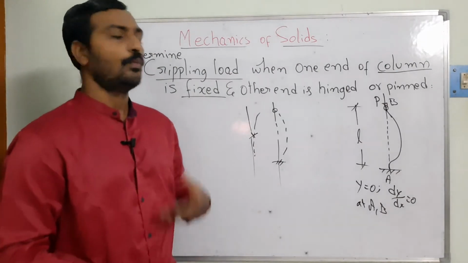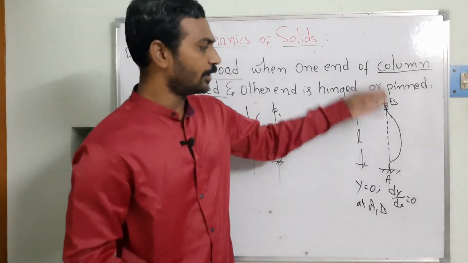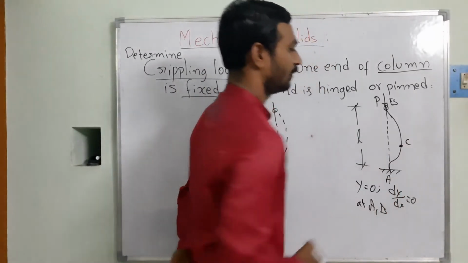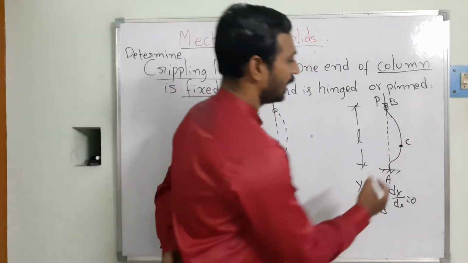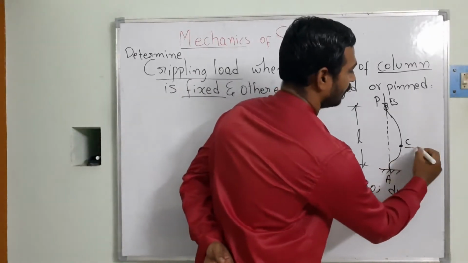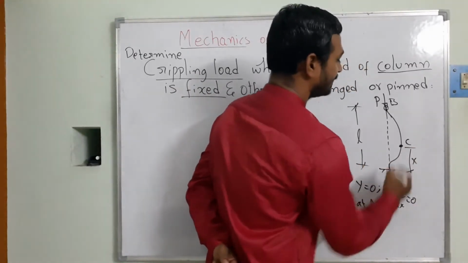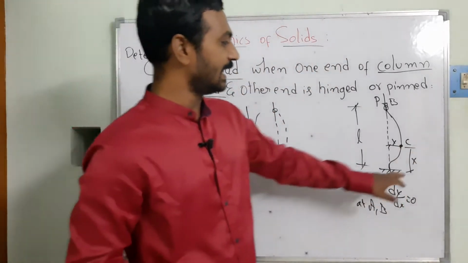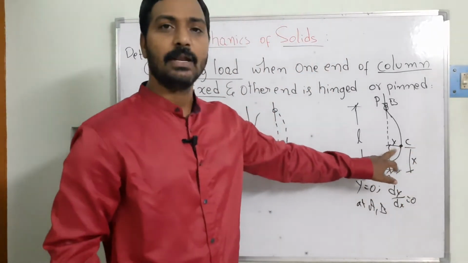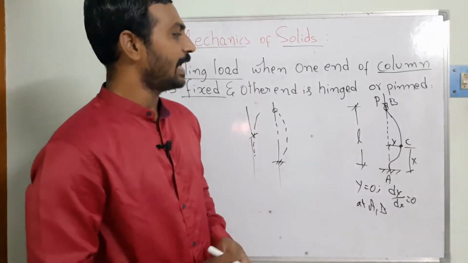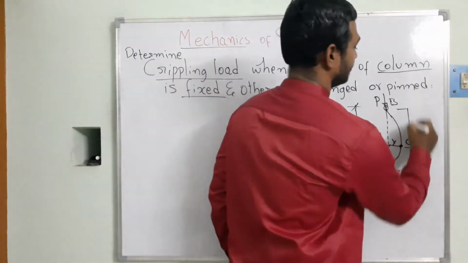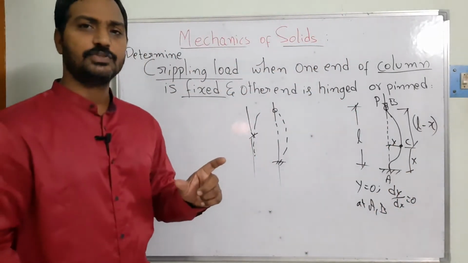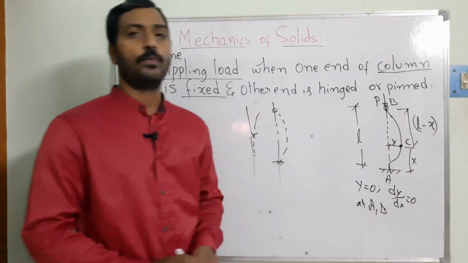So how could you calculate the crippling load? For this, we need to take the deflection existing on the beam. At a certain point, I am considering the point C. It is located at a distance of x from the end A, and y from the axis of this member, where x and y are the deflection of the member. The length on this side is L minus x. Whatever calculations we are doing are with respect to C only.